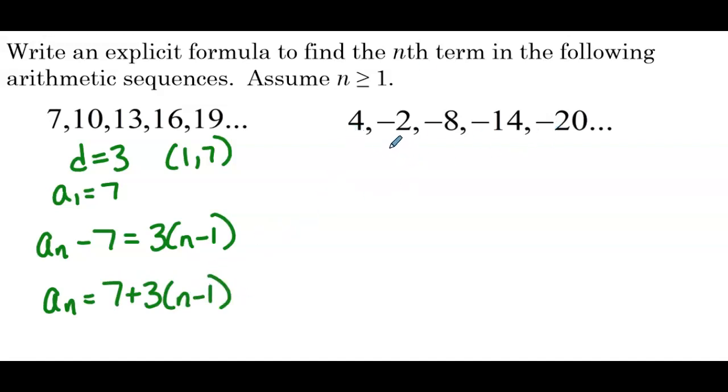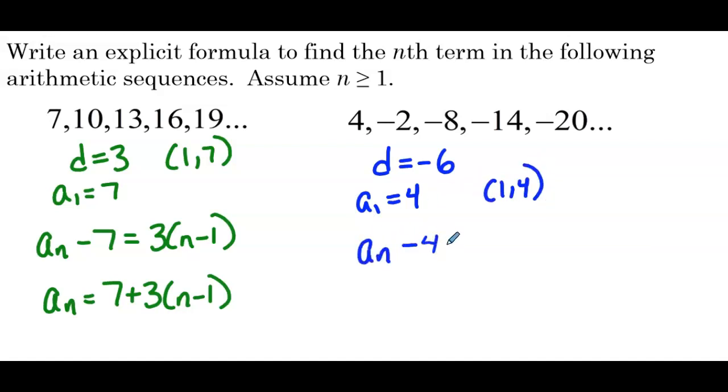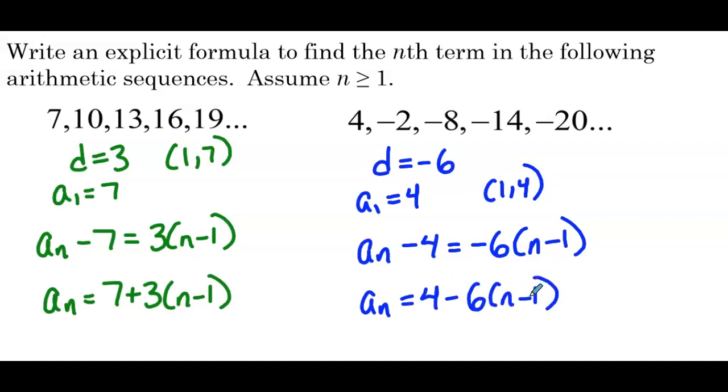In our next sequence, we already established that the common difference was negative 6 in an earlier example. And the first term, a sub 1, is equal to 4. So if we write this as a point, it would be 1 comma 4. So a sub n minus 4 equals negative 6 times n minus 1. Right, I have a slope. It's now the common difference. I have a point. And a sub n equals 4 minus 6 times n minus 1. So there we have the explicit formula for each of these sequences.